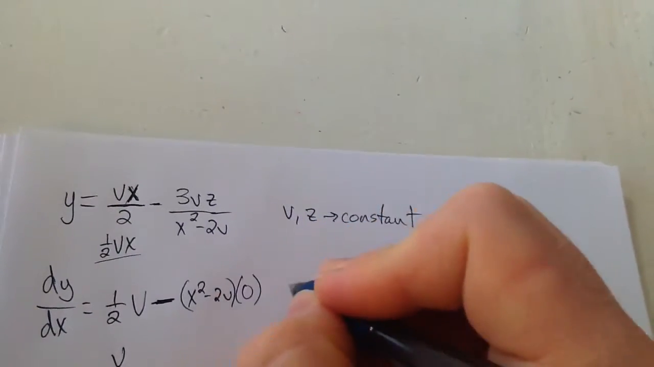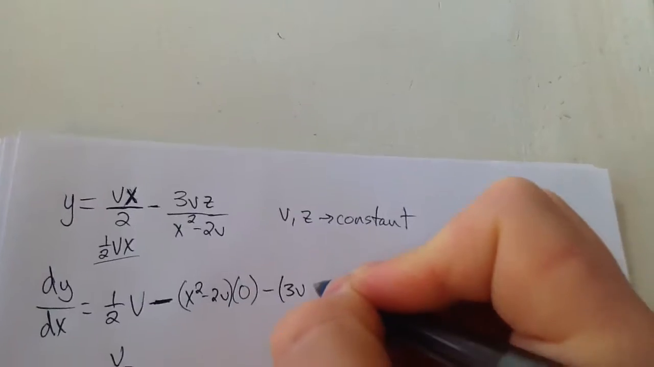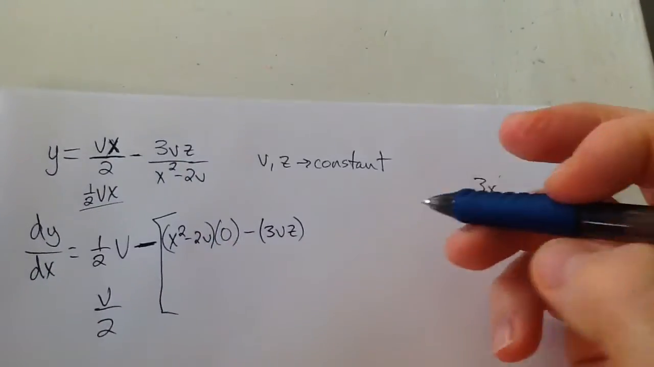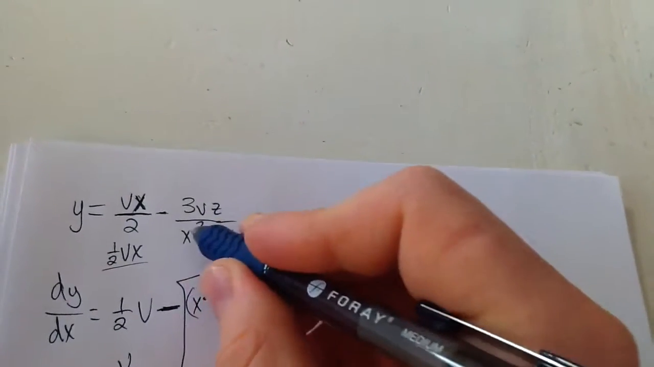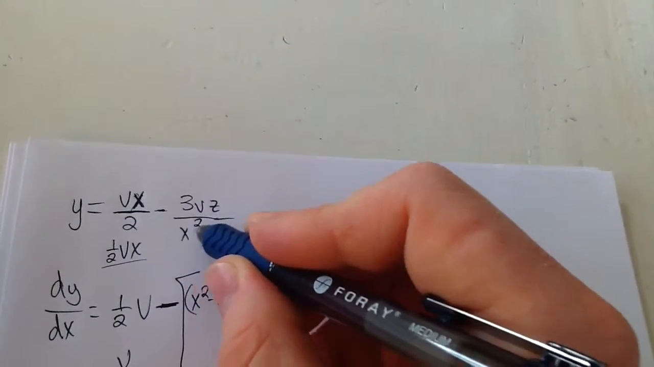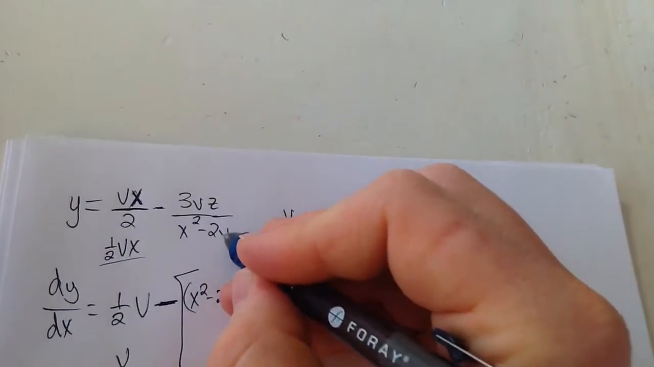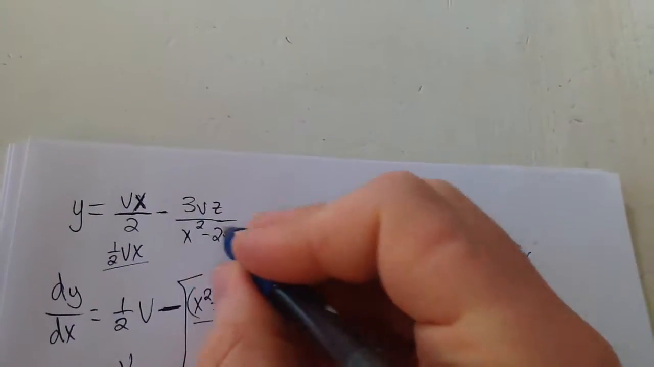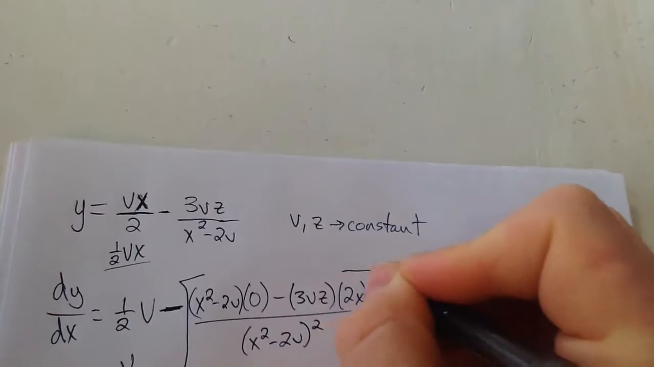So I have low d high, minus the top, 3vz times, I'm going to put a bracket there to remind myself what's going on. Top times the derivative of the bottom. So down here I have derivative of x squared is 2x. Derivative of 2v, well, that's just a constant, that's just 0. So I got that, and then a bottom squared, so I do x squared minus 2v squared.